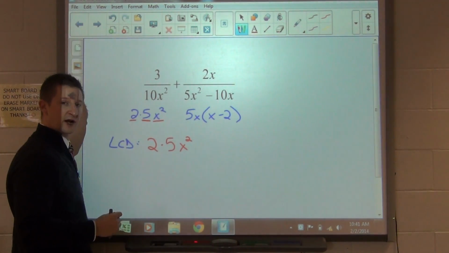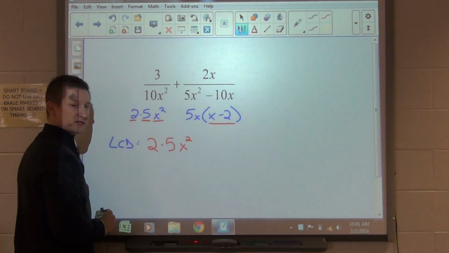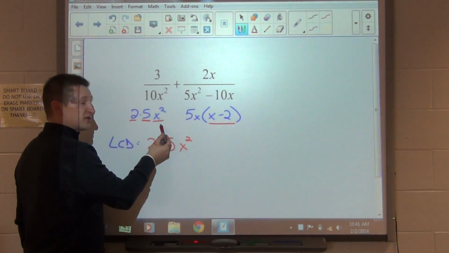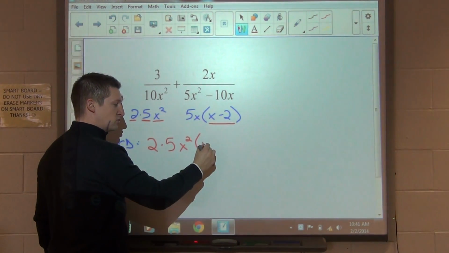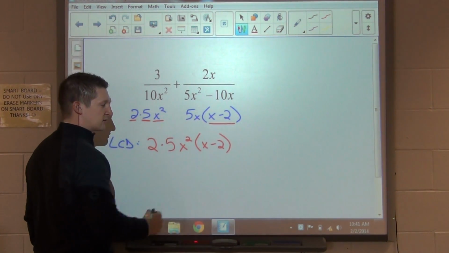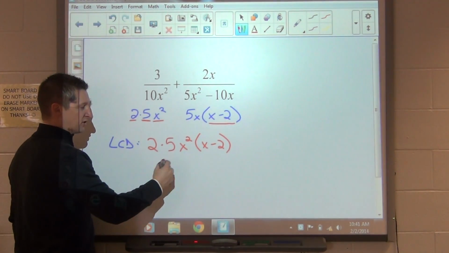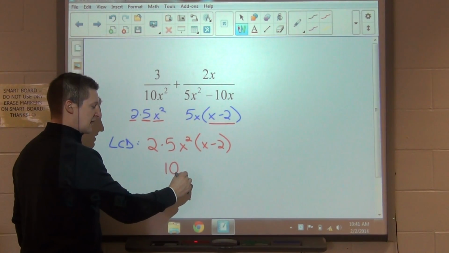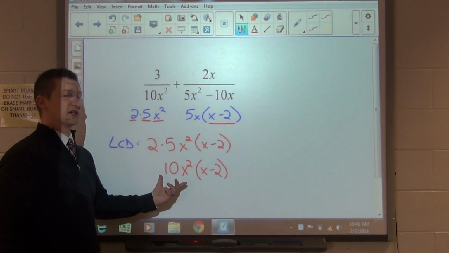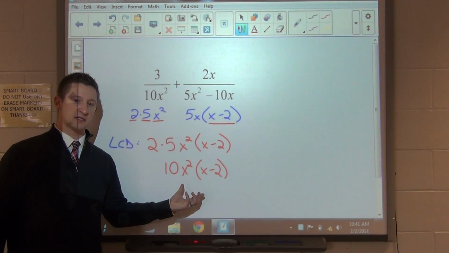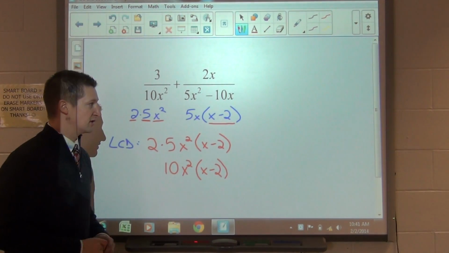Now, the last factor that I have to include would be this binomial factor, x minus 2. I don't see an x minus 2 as a factor over here. I do see it right here, though, so I do have to include that as a factor of my least common multiple or least common denominator. Putting these together, the 2 times the 5 gives me 10, so I have 10x squared times x minus 2. This is the denominator that I would like to see in order to add these two rational expressions together.